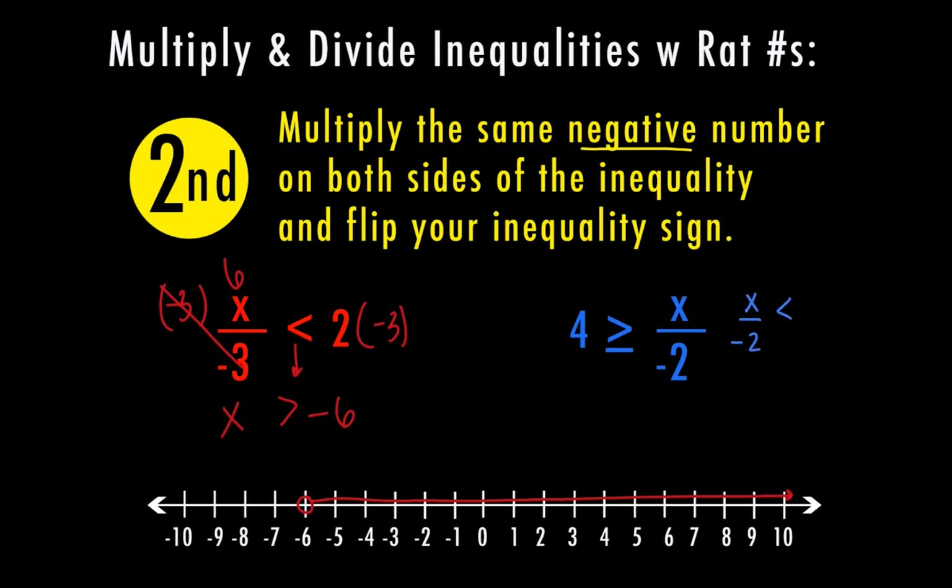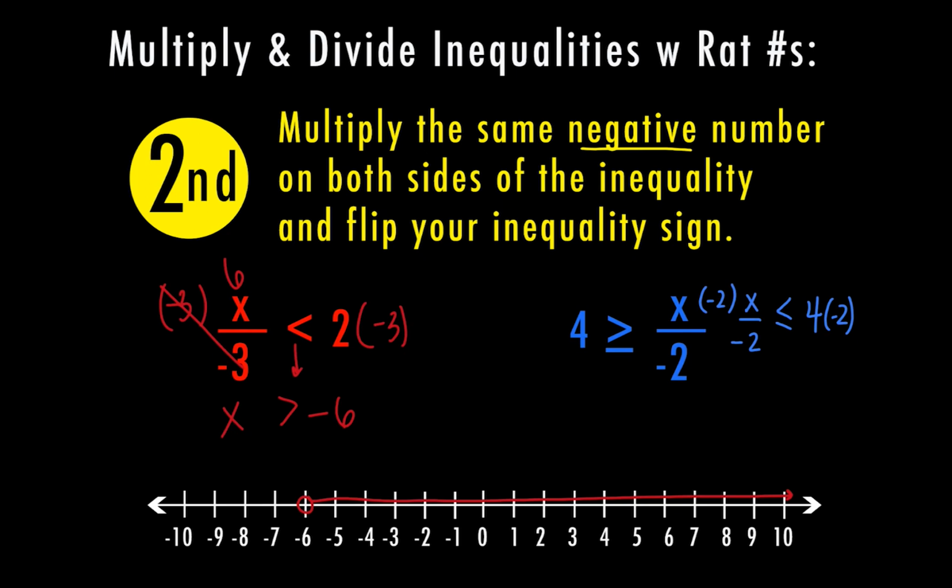I'm going to flip my inequality. Then I'm going to solve. The reason I want to rewrite it and flip my inequality is because when I solve by multiplying with a negative 2, I'm going to have to flip my inequality again. But I want that x, or my variable, on the left side.